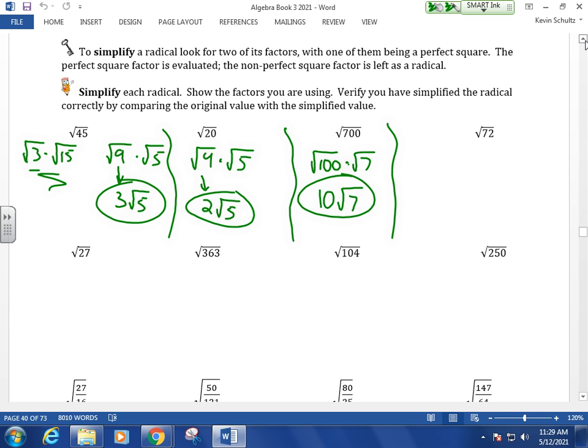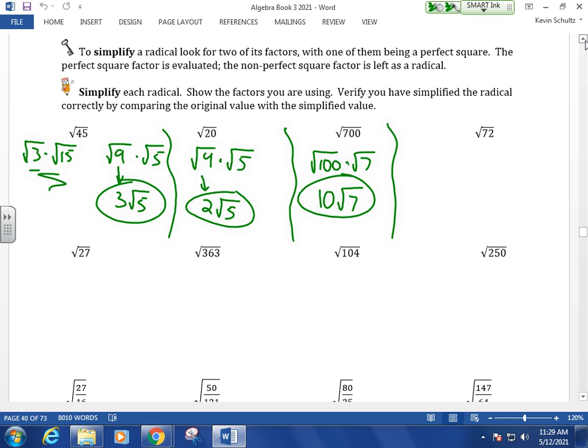So on the test, are we allowed to use a calculator? You will be allowed to use your calculator on the test. So, if you want to check and see if you're correct, put root 700 into your calculator, whatever nasty decimal that ends up being. Take 10 times root 7, and whatever answer you get should just match it.